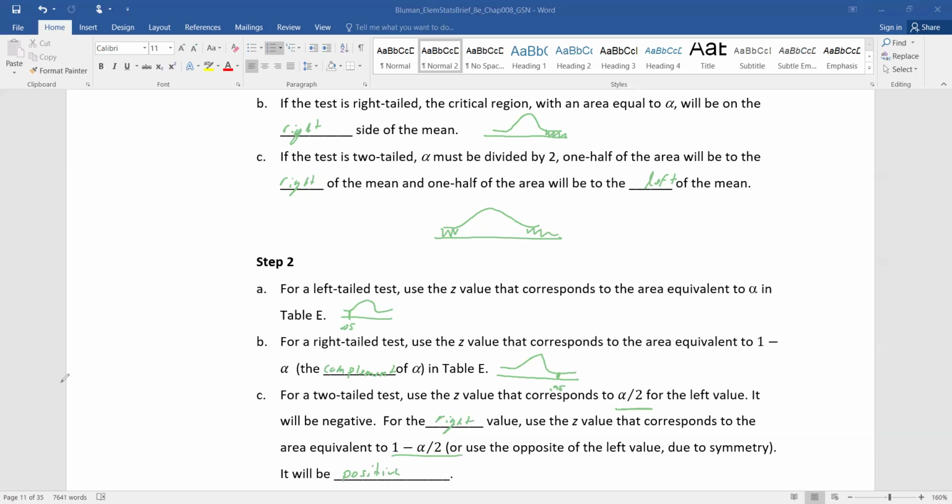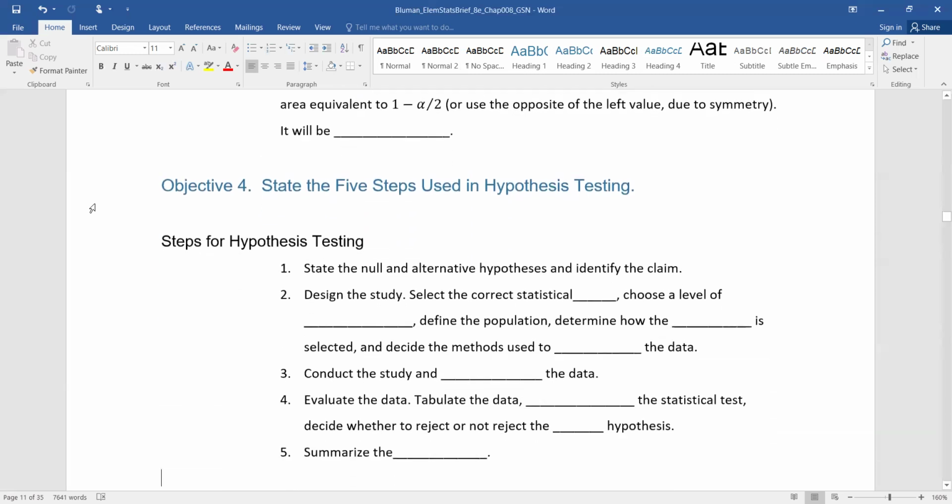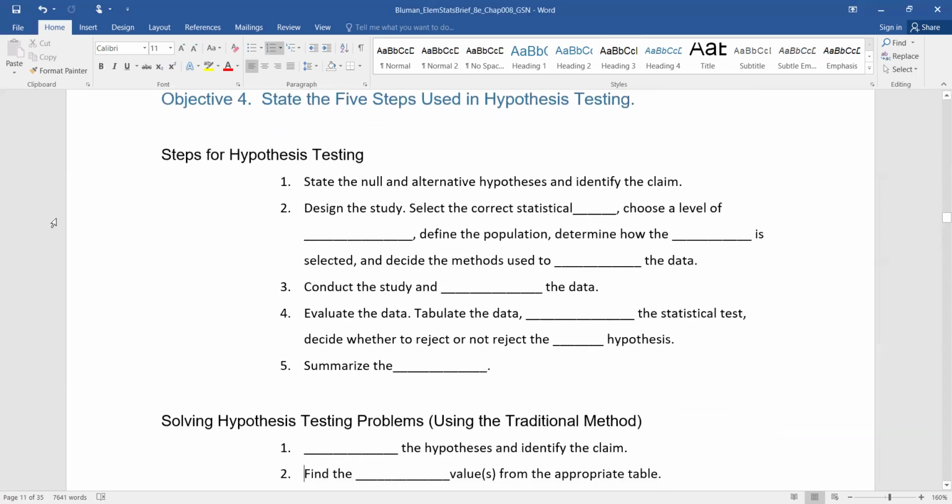So let's get into our fourth objective. We're going to state the 5 steps now used in hypothesis testing. So steps for hypothesis testing. Step 1, you will state the null and alternative hypothesis and identify the claim. That's one thing we hadn't done yet, but we have been practicing stating the null and alternative hypothesis. You must state what your null is going to equal and what your alternative will be. Is it going to be a not equal to? Is it going to be a less than? Or is it going to be a greater than?